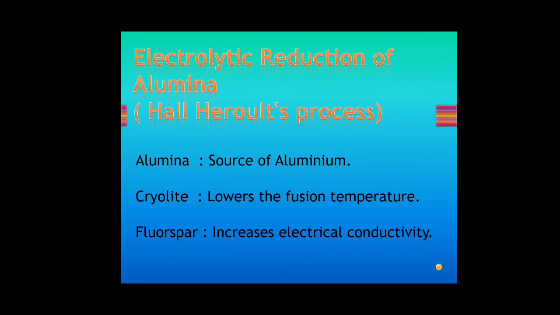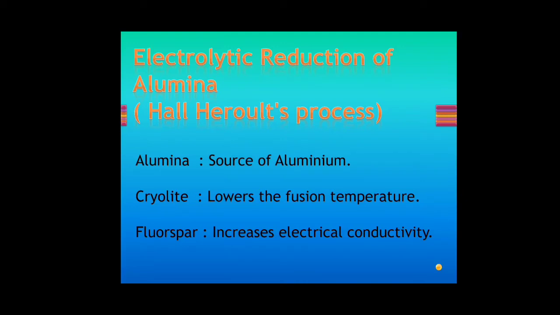Now in the process of electrolysis for alumina, alumina is the source of aluminium. Cryolite is used to lower the fusion temperature. Alumina, if you heat it and you want to melt it, the temperature will be around 2050 degrees Celsius. But if you add cryolite, the fusion temperature comes down to about 950 degrees Celsius. So that is why cryolite is used to lower the fusion temperature.